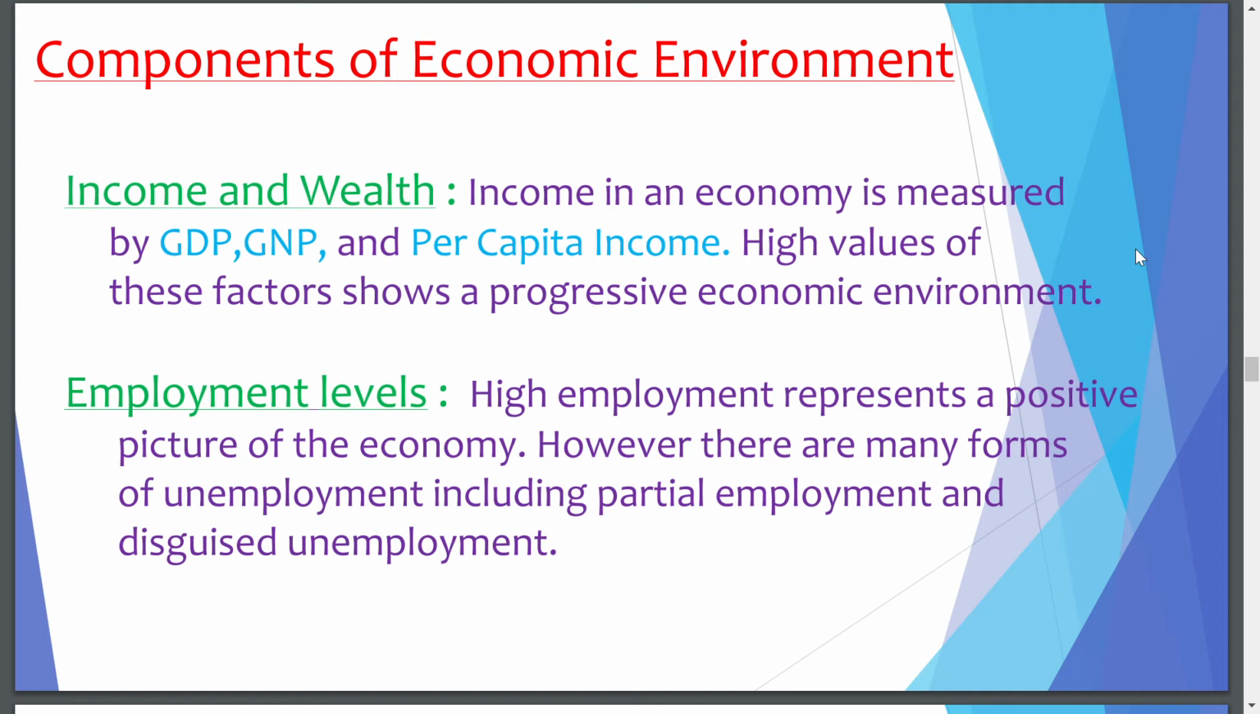Then we have components of economic environment. So the components are number one, income and wealth. The income in an economy is measured by GDP, GNP, and per capita income. So high values of these factors show a progressive economic environment. Then the second component is employment levels. High employment represents a positive picture of the economy. Obviously, if there are more employment opportunities and more people working, then the GDP grows and it has a positive impact. However, there are many forms of unemployment, including partial employment and disguised unemployment.